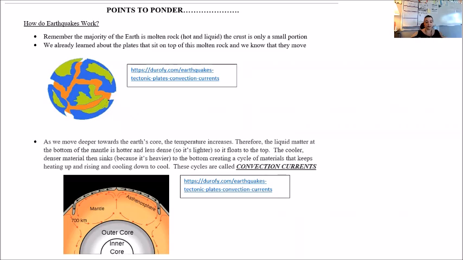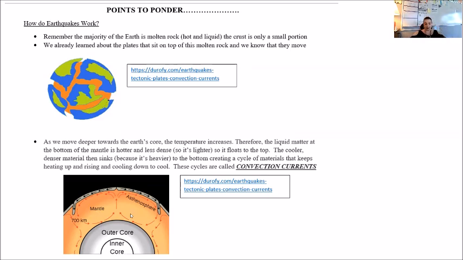Just like we talked about in class, when it's really hot outside, you don't go upstairs. Why? Because anything that's hotter is less dense and it rises. So here we have what's called convection currents. And you can kind of see that happening down here.